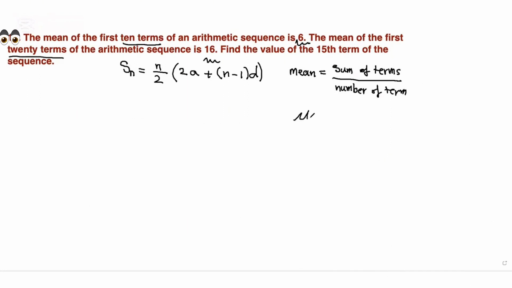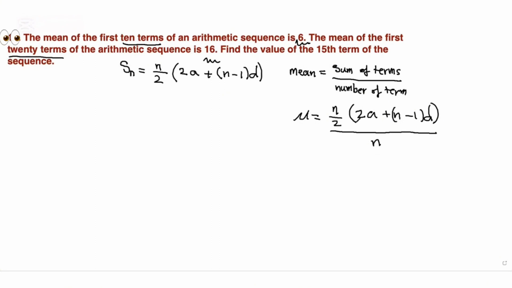Therefore, we can now write the mean equals, and we'll use the sum equation. The sum is represented by n over 2, brackets 2a plus, brackets n minus 1, d, and all of that is going to be over the number of terms, which is represented by n.